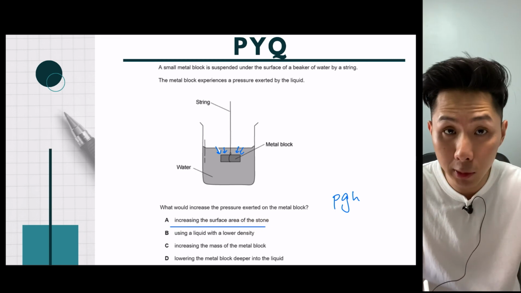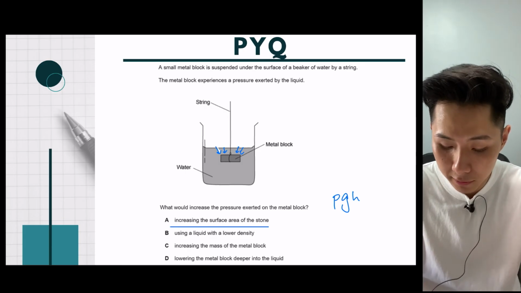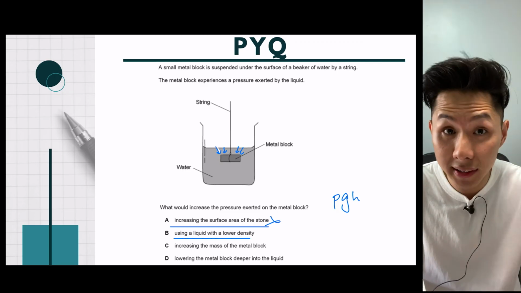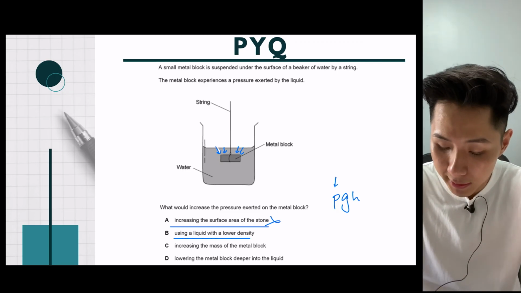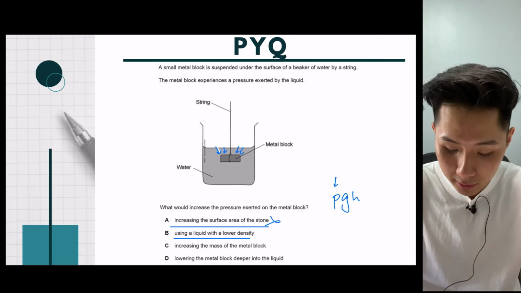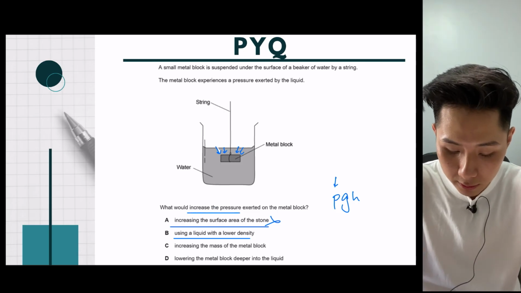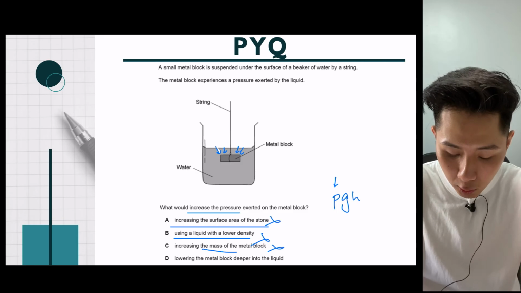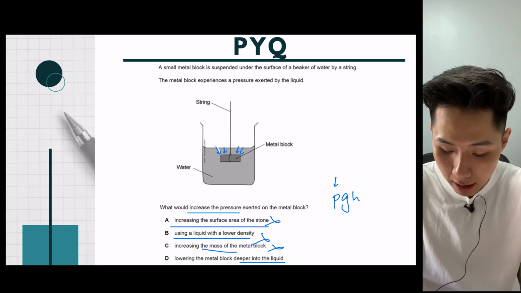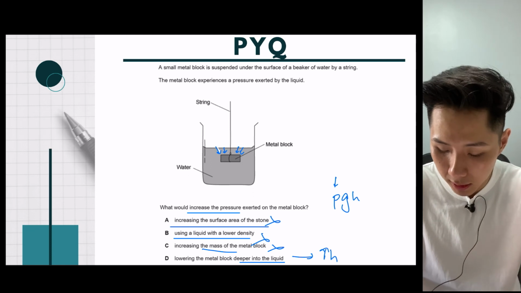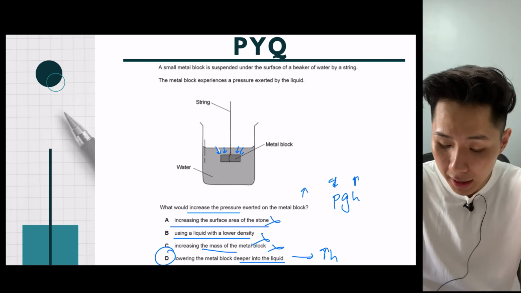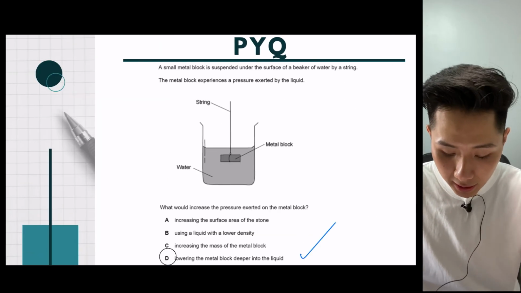Increase the surface area of the stone. If we look into this formula, surface area doesn't matter, so I'm not going to choose this. Using a liquid with lower density. If you decrease the density, the pressure would decrease. That's not what we want because we want to increase the pressure, so the second one would be incorrect. Increase the mass. We don't have mass in our formula, so that's another one. Lowering the metal block deeper into the liquid. When we do that, we are basically increasing the h. So that's actually the answer. When we increase the h, we'll get a higher pressure. So the answer is D.